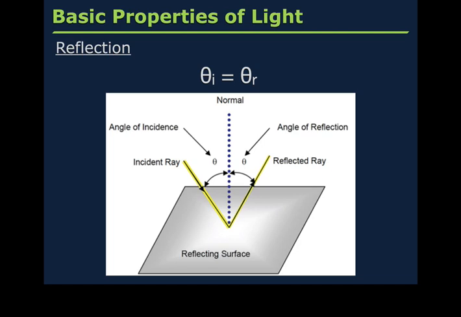So another key property of light is the angles that we see when we talk about reflection. The idea here is that the angle of incidence of a light ray bouncing off of a reflecting surface is equal to the angle of reflection when that light ray is then bounced off of the reflected surface. So theta sub i equals theta sub r.